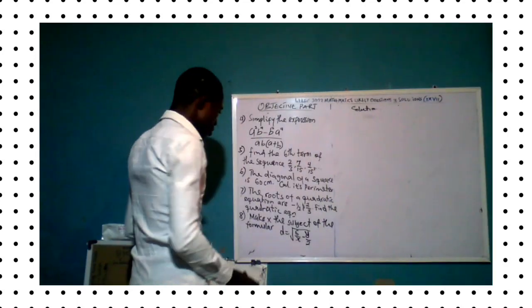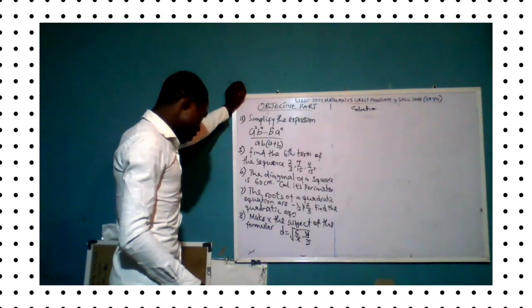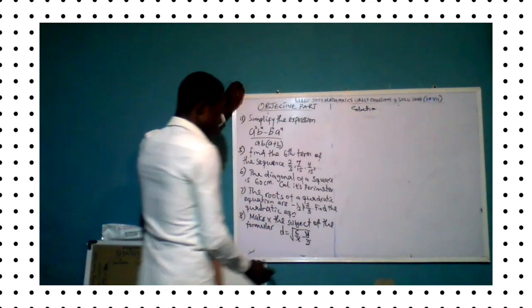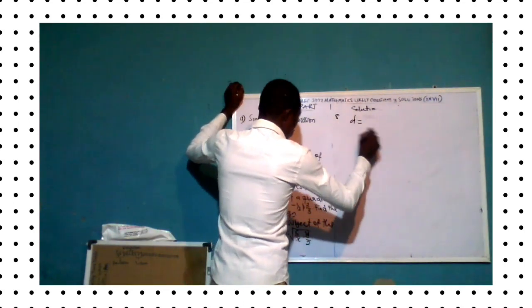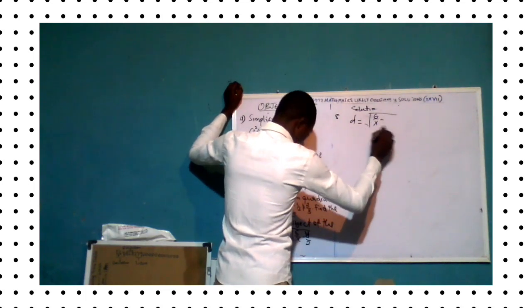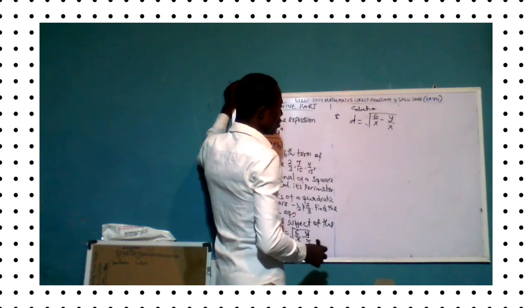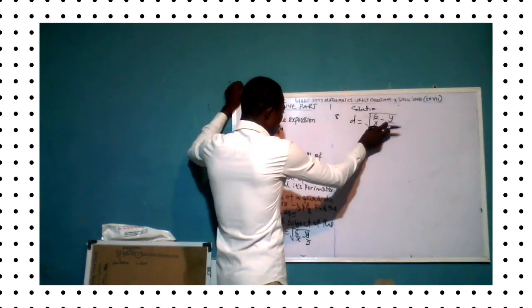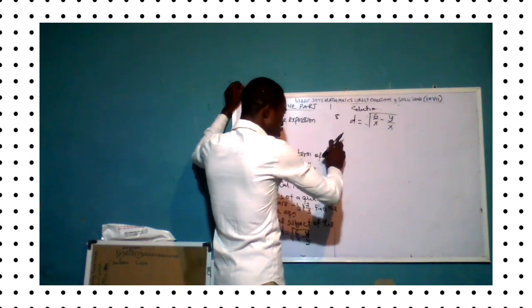So we are asked to make x the subject of the formula in this equation. We have question number 8: d equals the square root of 6 all over x minus y all over x. First thing you do: since you are making x the subject and x is under the square root, take care of this square root.